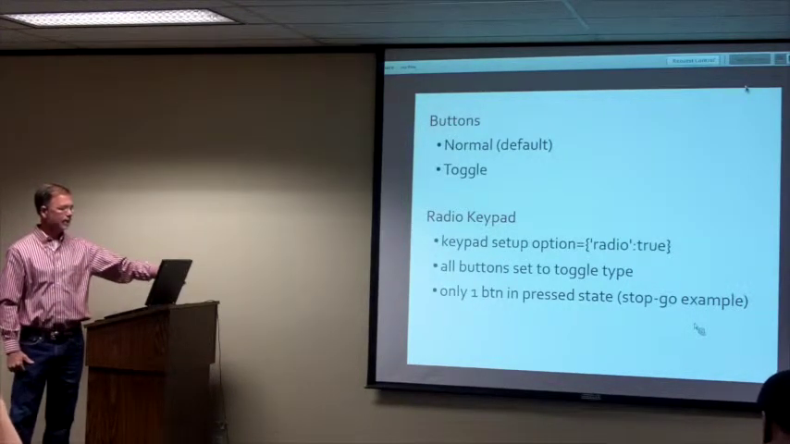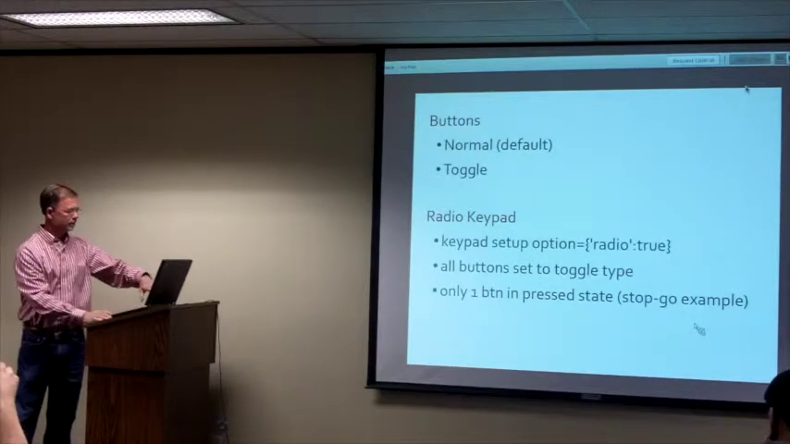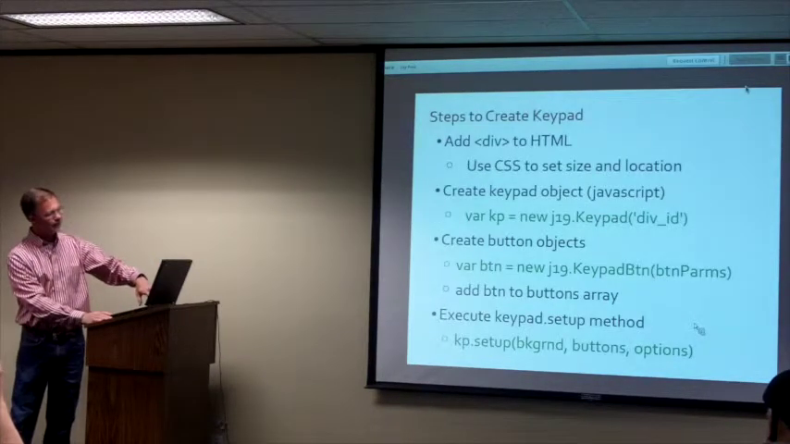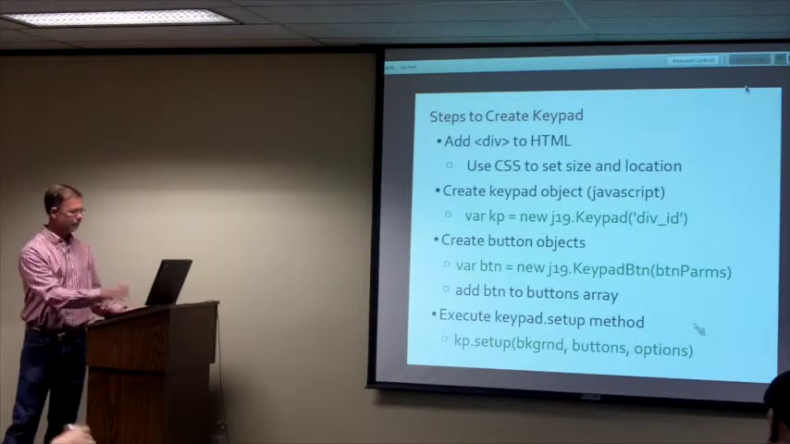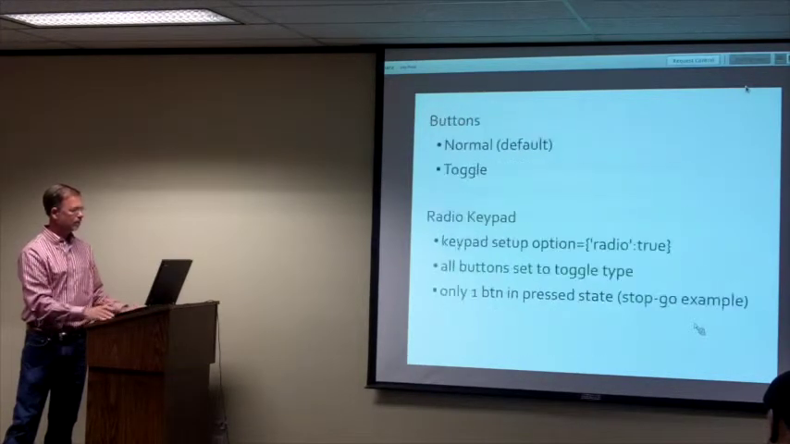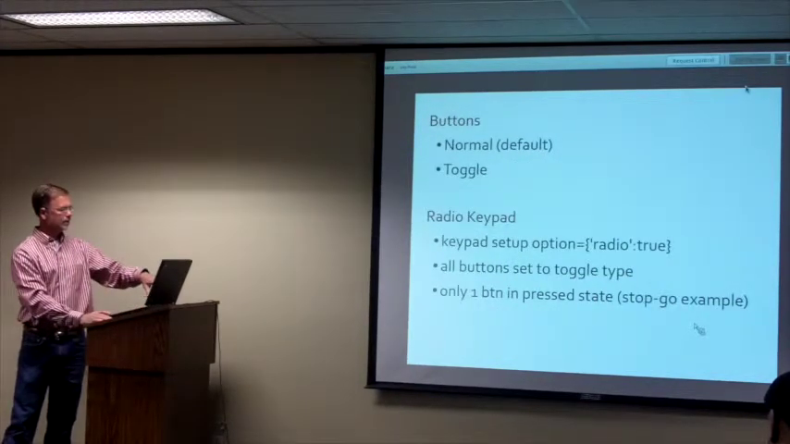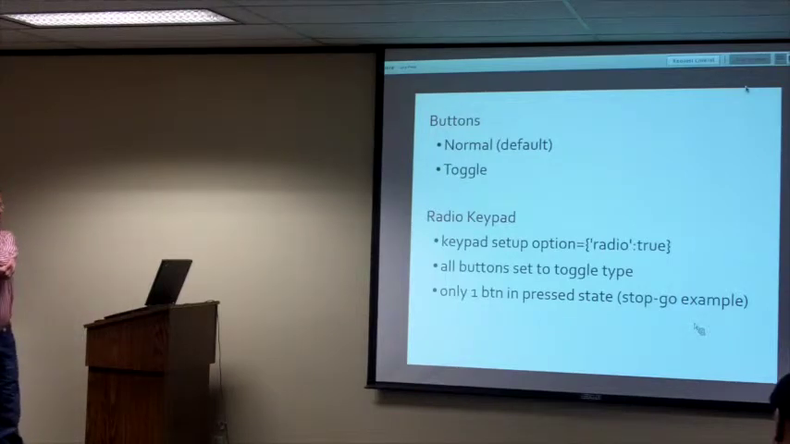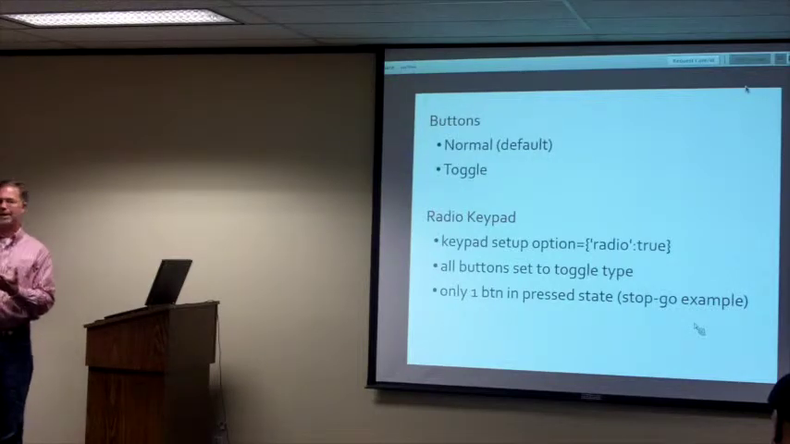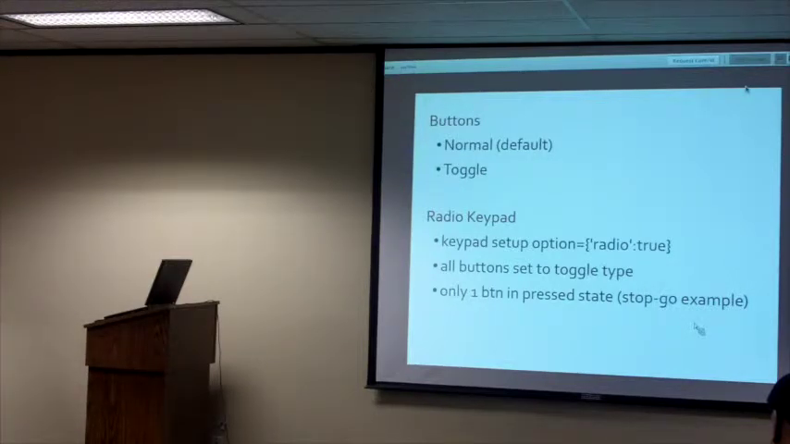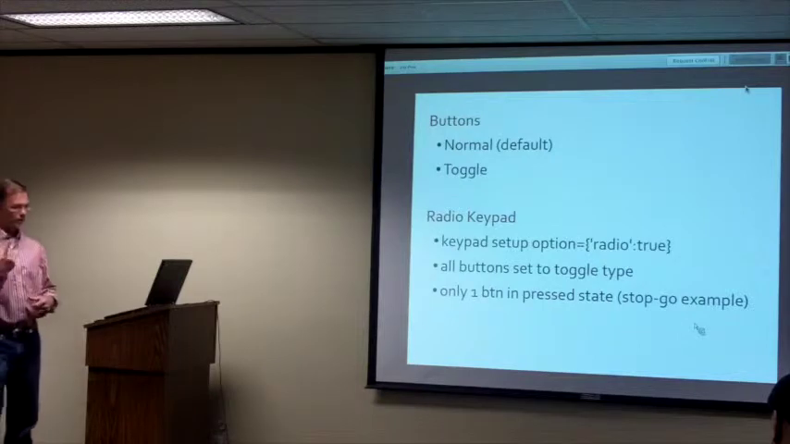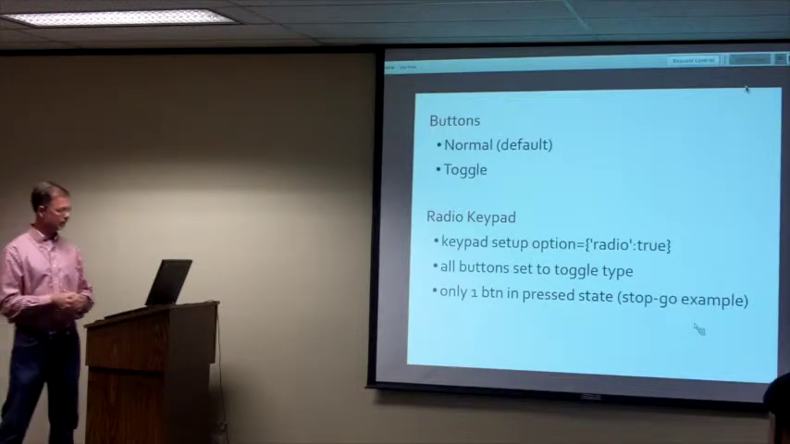On that option that I said before, this options on the keypad setup, that last parameter there, that's what that looks like. It says keypad setup options equals, and I got radio true. And that's going to automatically set every button in that keypad as a toggle button. But it's also going to make it so that every time a button is clicked, it's going to unselect the previous. So you always just have one button selected.